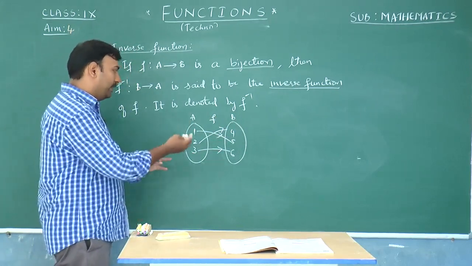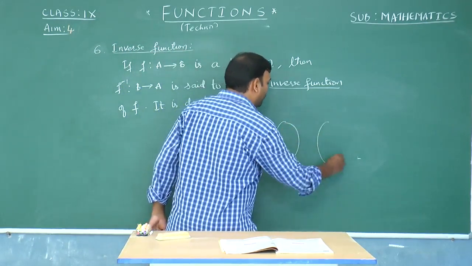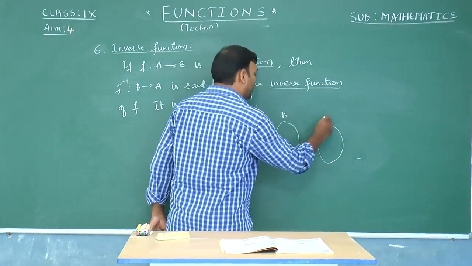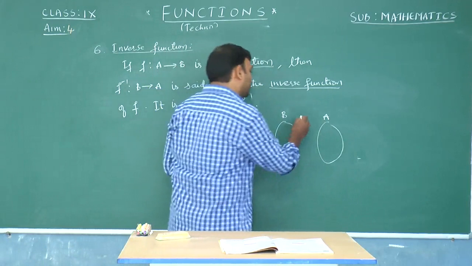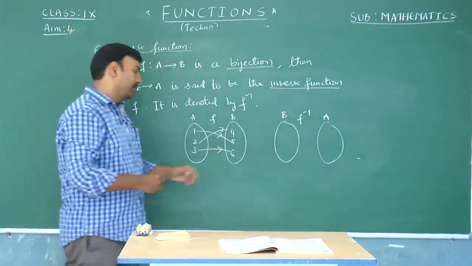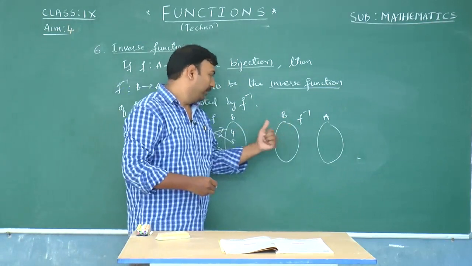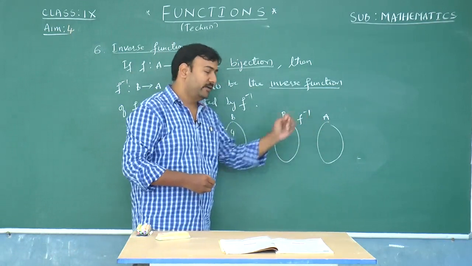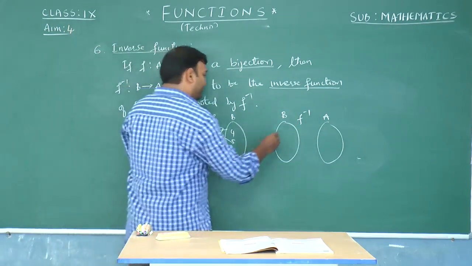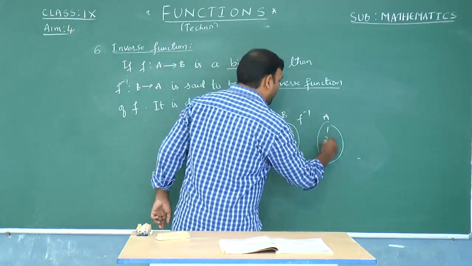First, to take the inverse of a function, we need to interchange the domain and codomain. So the codomain of f becomes the domain of f inverse, and the domain of f becomes the range of f inverse. So here the elements of B are going to be 4, 5, 6 and the elements of A are going to be 1, 2, 3.